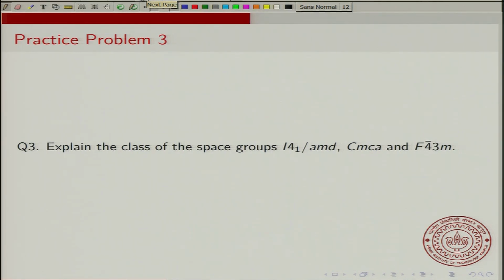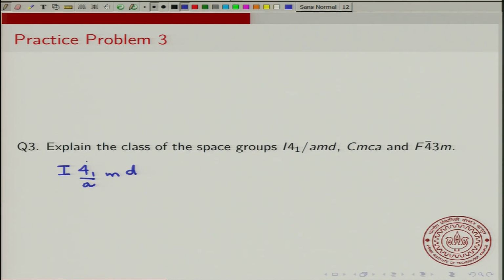This is to explain the class of the space groups, and I have given 3 space groups. I have called one I 4 1 /a m d, C m c a and F 4 bar 3 m. So, identify the class of these space groups. So clearly now let us look at each of them. So we look at I 4 subscript 1 /a m d.